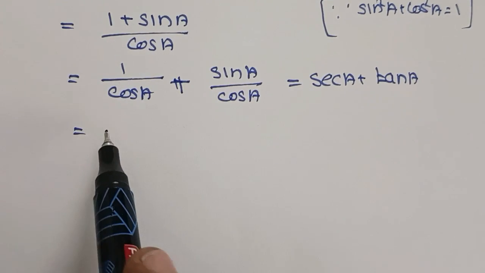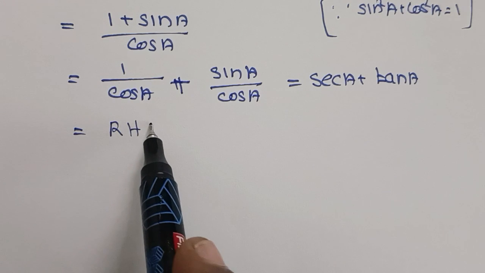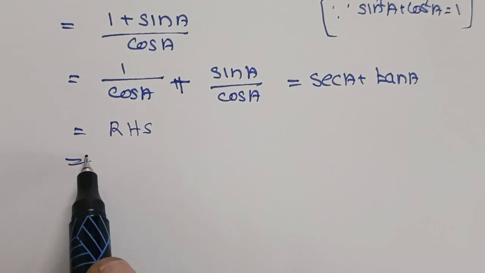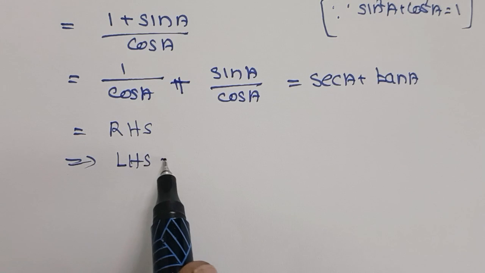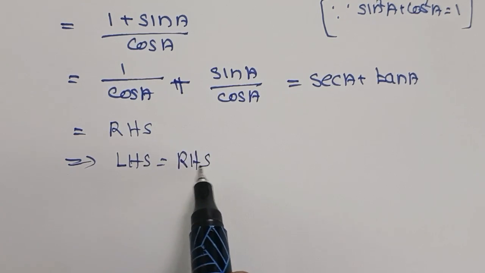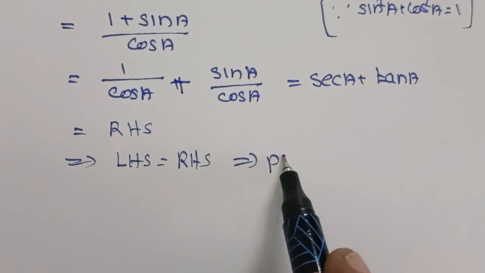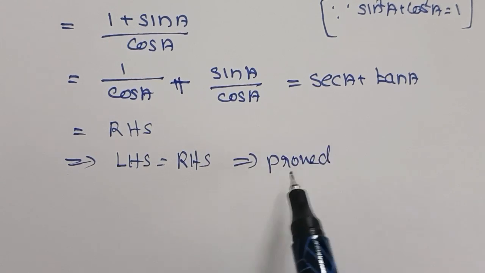So we proved that LHS equal to RHS. That implies LHS equal to RHS. Hence we proved the identity. Therefore we proved the identity. Okay.